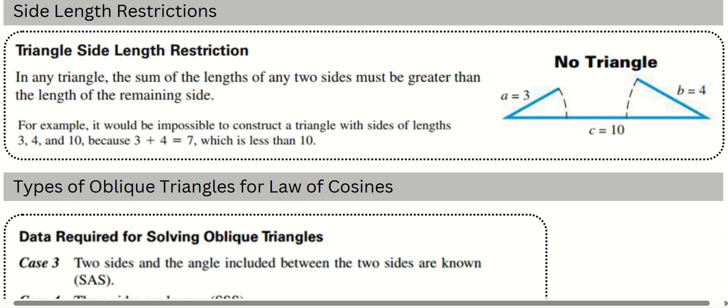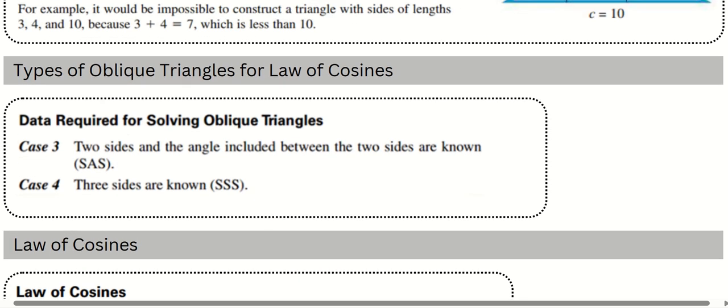And so in 11.2, we are dealing with case 3 and case 4. Case 3 is side angle side, and case 4 is side side side, where you don't actually have any of the ratios. So we can't actually use law of sines.